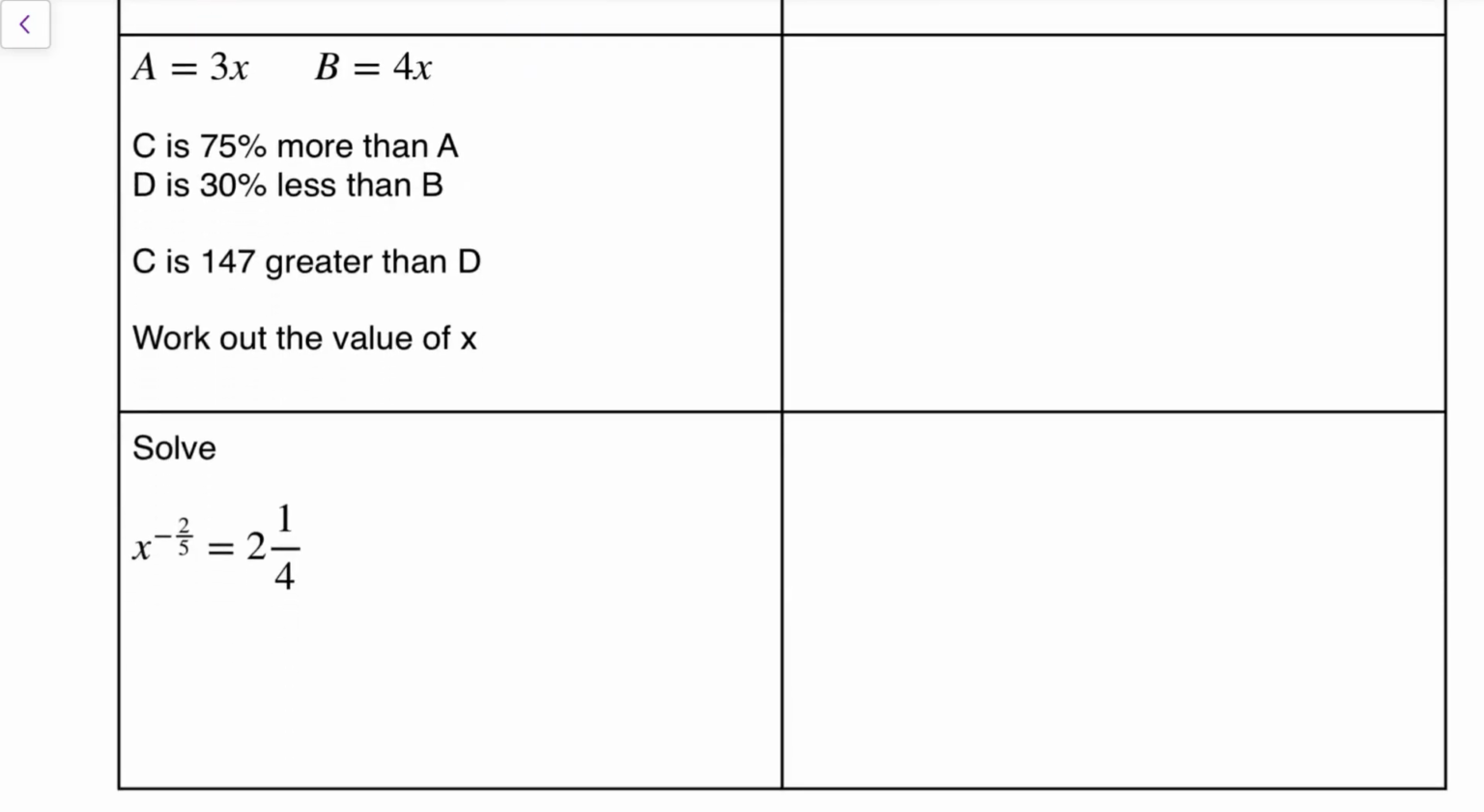This looks more difficult. Okay, let's write this carefully. I feel this is an easy one to mess up. So a equals 3x, b equals 4x. c is 75% more than a, so therefore c equals a, which is 3x, times 1.75. Now that, as a fraction, I feel that might be an easy way of doing it, is 7/4 times 3x. And d is 30% less than b, so it's going to be 7/10 of b, which is 4x.